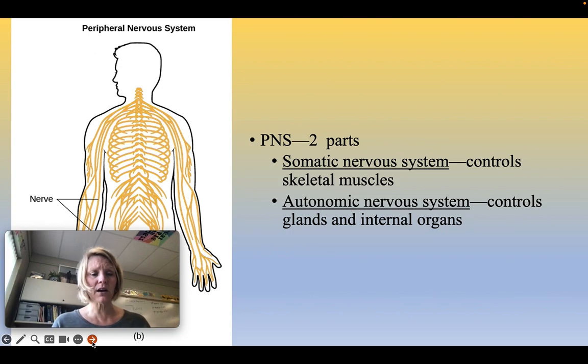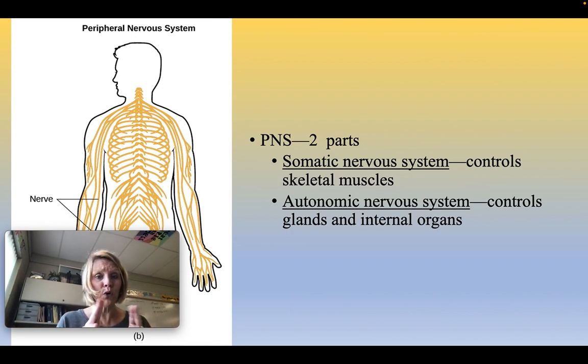Okay, so let's talk about the peripheral nervous system then. Remember, we have the central nervous system, which is the brain and spinal cord. Then the peripheral nervous system is everything else. You can see this diagram here, the outline of the guy. You can almost imagine where the brain and spinal cord would be on him. That is not part of the peripheral nervous system. The peripheral nervous system is everything on the periphery, everything outside of the brain and spinal cord, okay?